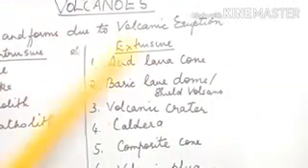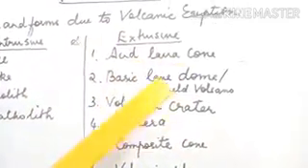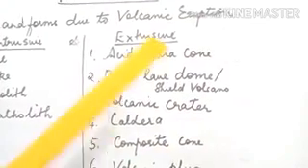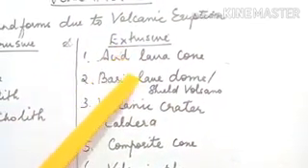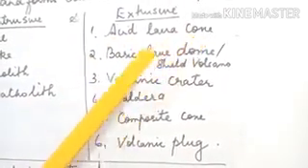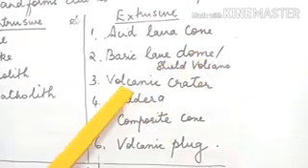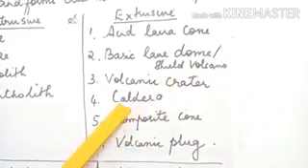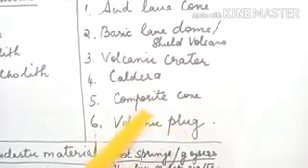Now what are extrusive rocks? Rocks formed on top of the earth. When magma gets solidified on top of the earth, it is known as extrusive rocks. Now there are different types of extrusive rocks. They are acid lava cone, basic lava dome or shield volcano, volcanic crater, caldera, composite cone and volcanic plug.